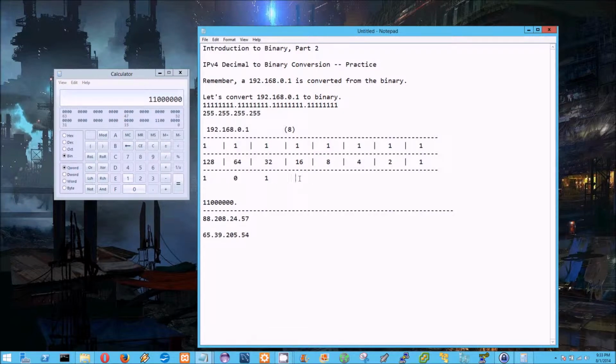Okay, is 8 greater than or equal to 16? No, so you put a 0. Is 8 greater than or equal to 8? Yes, so you set that bit. 8 minus 8 is 0, and then you just fill in the rest with zeros. And this is your second octet: 1, 0, 1, 0, 1, 0, 0, 0. Let's test it out. Make sure. 168. There we go.